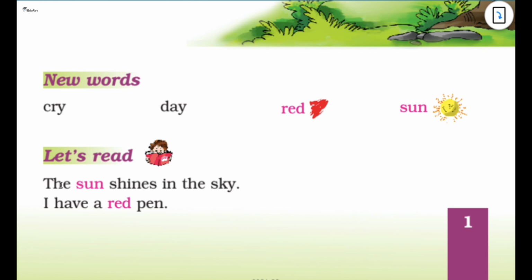Now let's read. The sun shines in the sky. Here we have used this word sun, which we learnt here, in a sentence. And the next is, I have a red pen. What color of pen do I have? Red. So red is what? A color here. Let's move further.